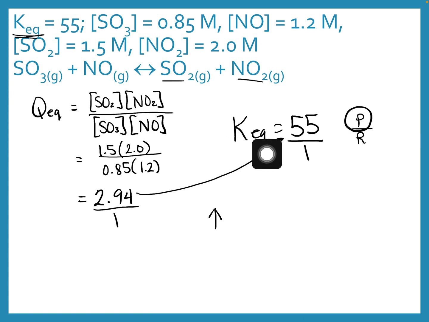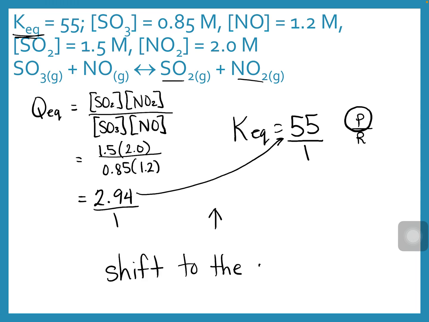So KEQ is my equilibrium amount, and what's on top is products. So if Q is smaller, then we need more products, which means that this is going to shift to the right, or it's going to proceed in the forward direction, or more products are going to be made, or it's product favored. So we have multiple ways of saying the same thing here.